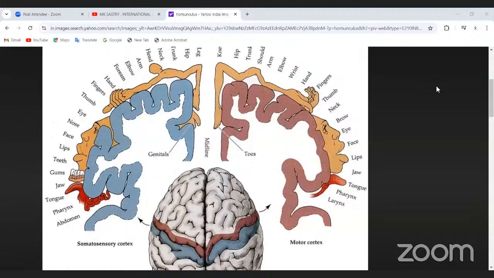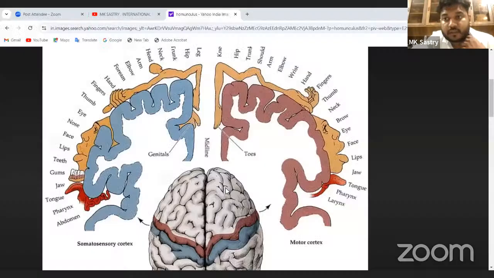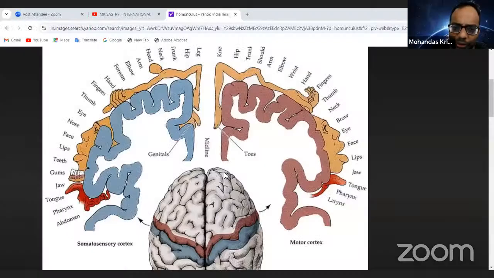There are two screen shares. You can see screen share 1 and 2. In that you can select screen share 2, sir. Now I can see the image of this one. Yes, now you see.